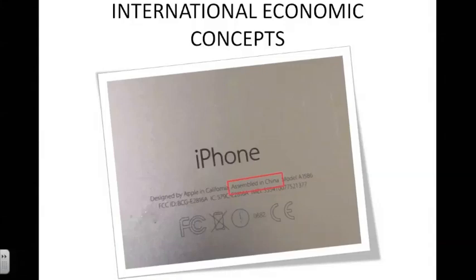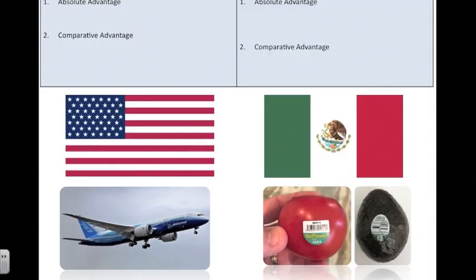For this section of the review, we'll be looking at international economic concepts. International economic concepts include topics such as comparative and absolute advantage and the foreign exchange. The first topic we'll talk about with international economics is absolute advantage and comparative advantage.